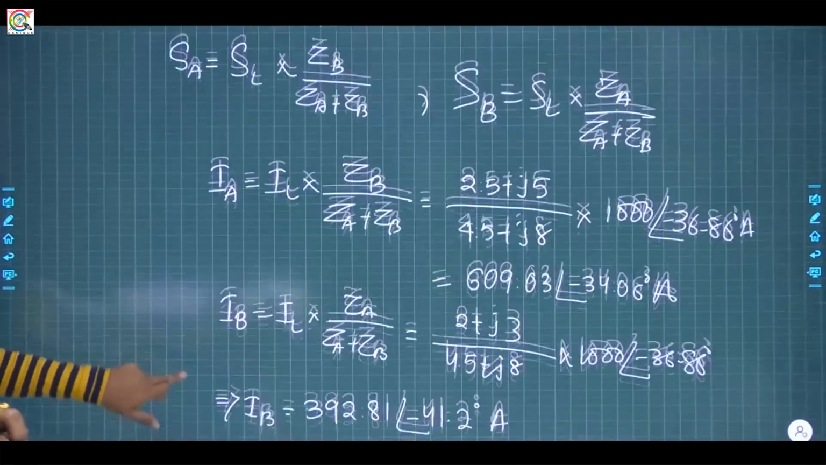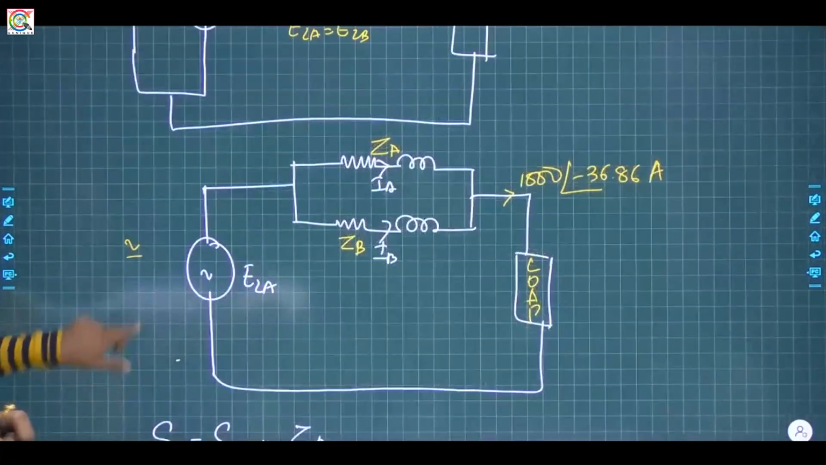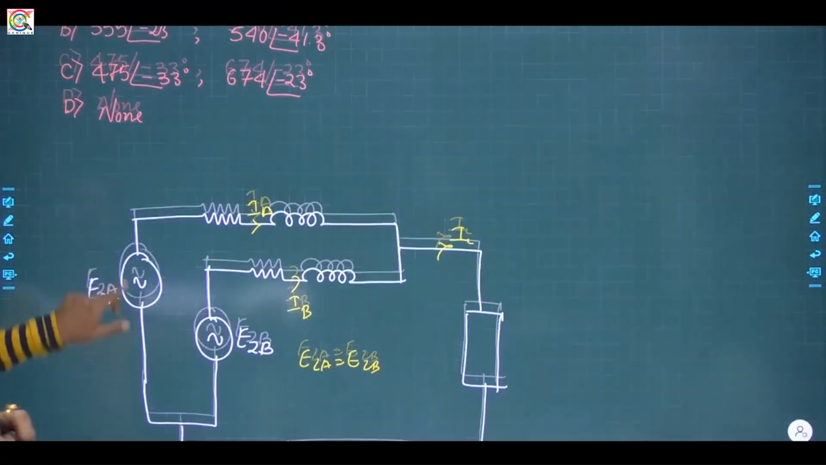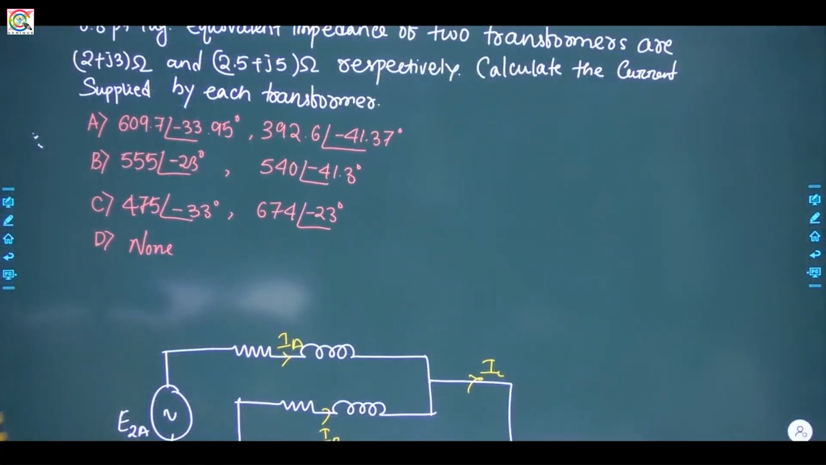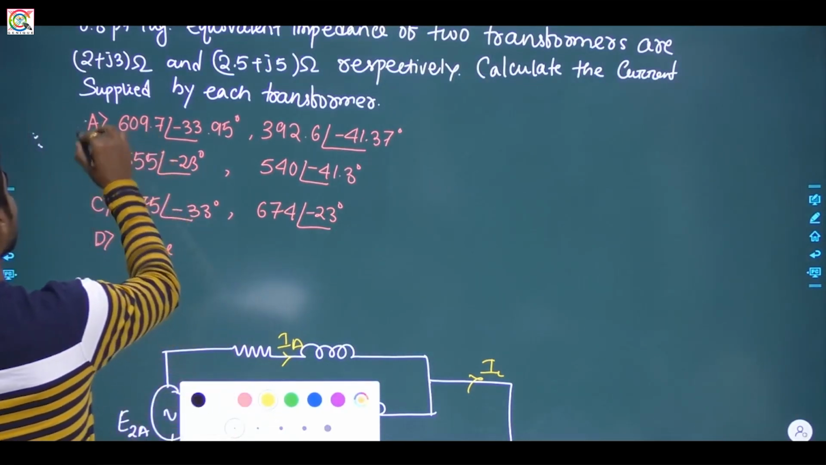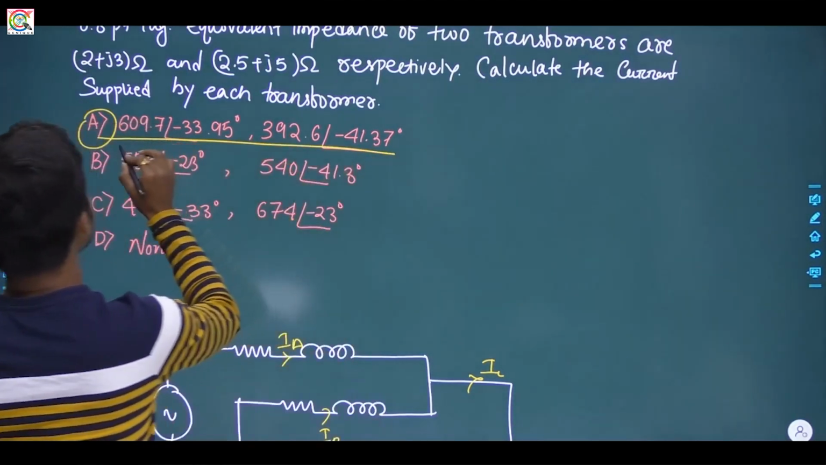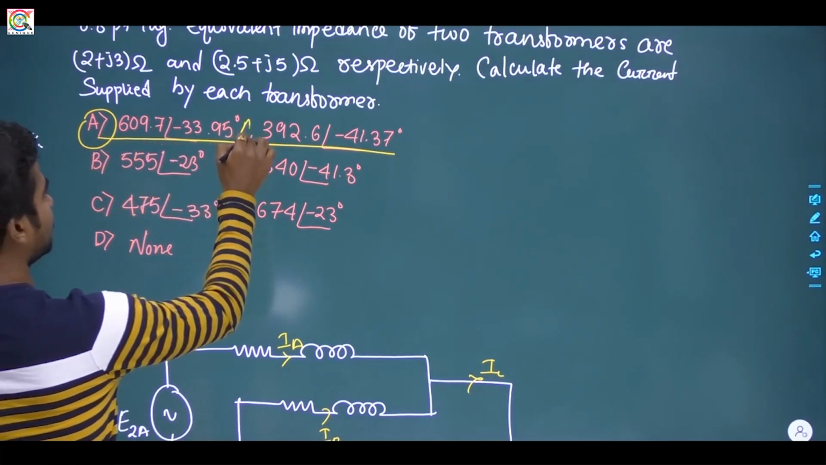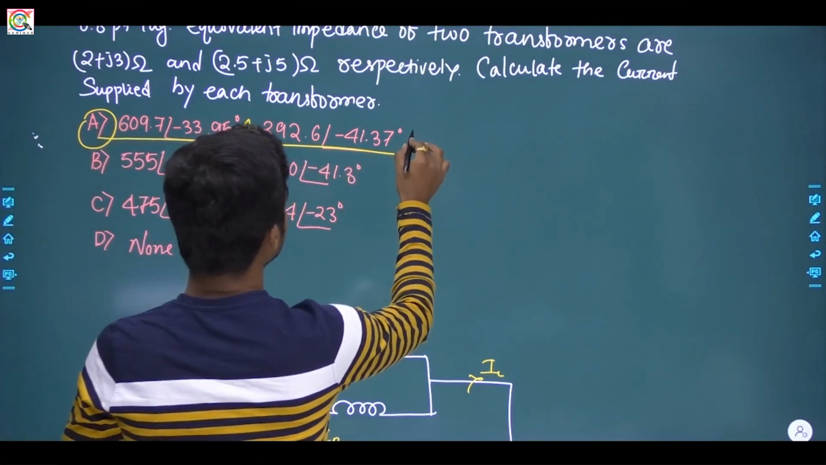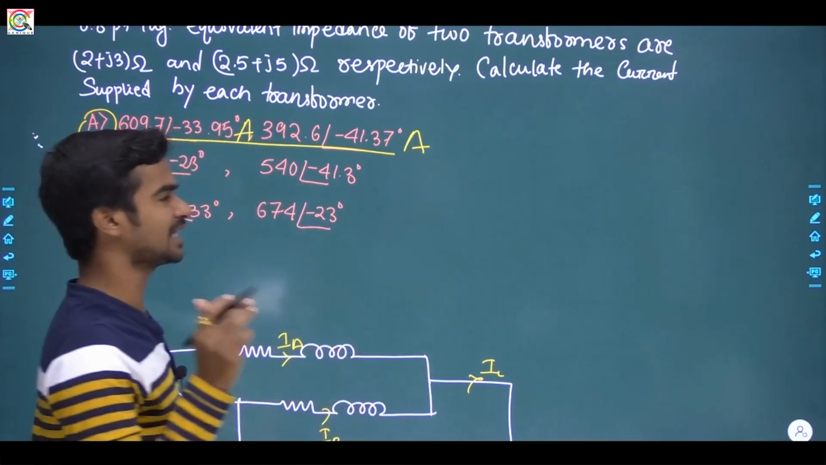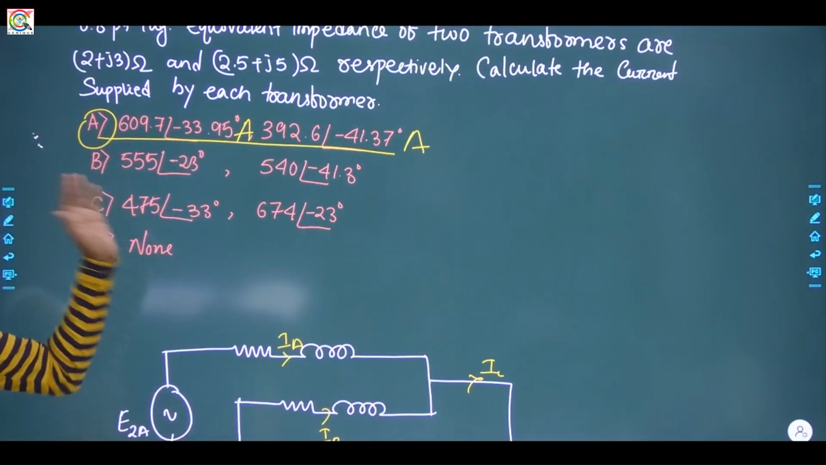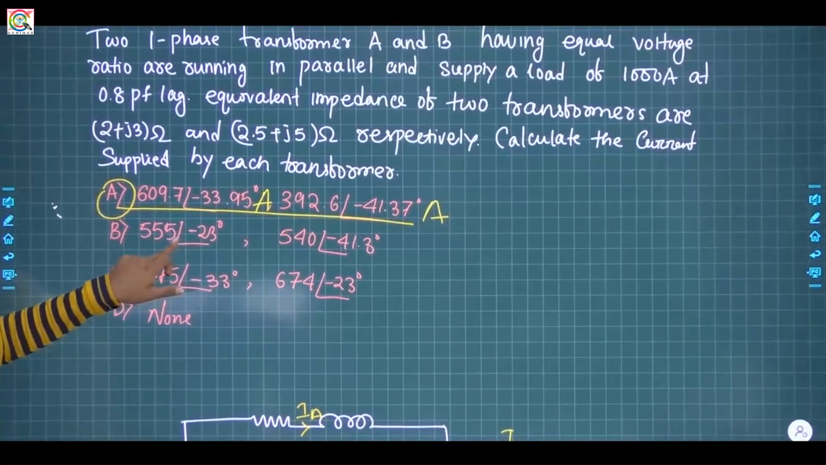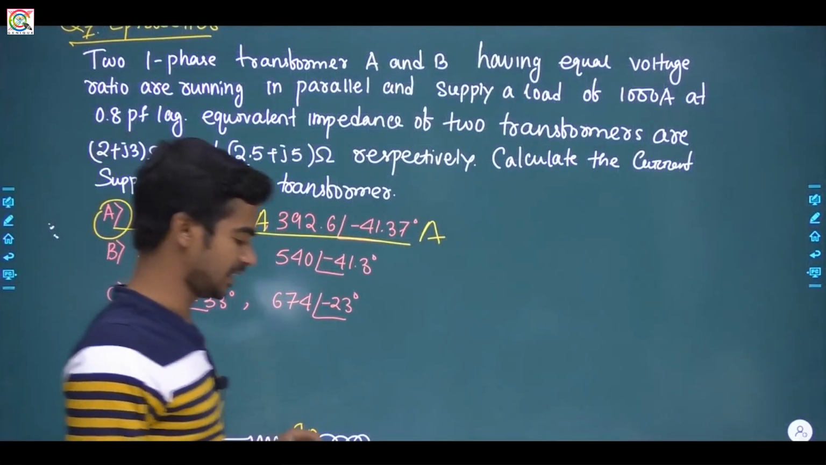So which option is matching here? Tell me. So option A is matching. So the current supplied by transformer A is 609.7 ampere and transformer B is 392.6 ampere. Okay, so this is about the question based upon the parallel operation.